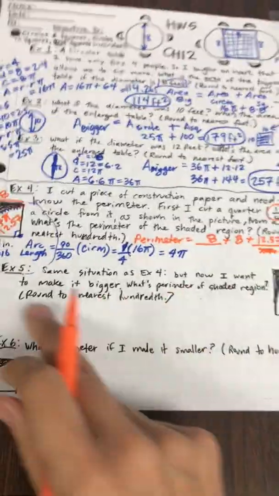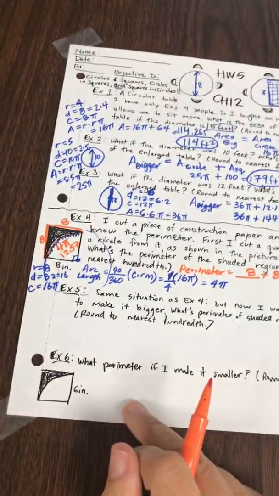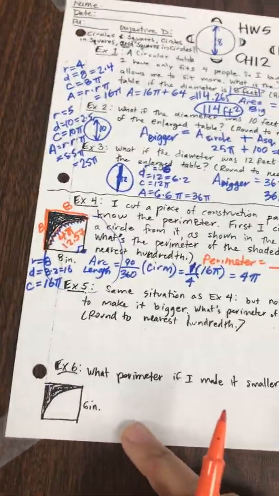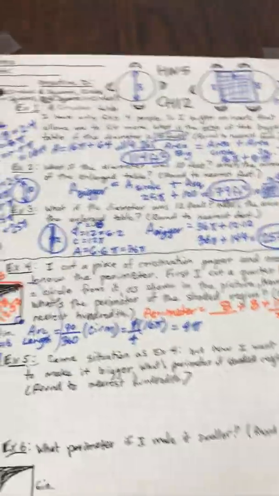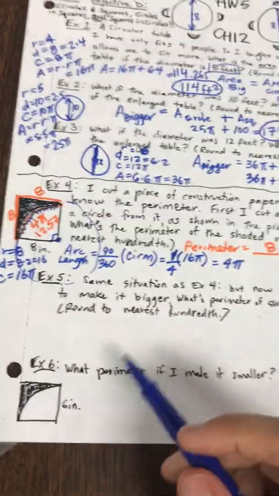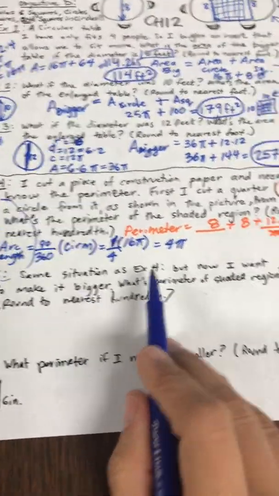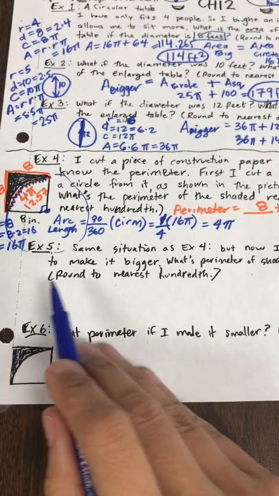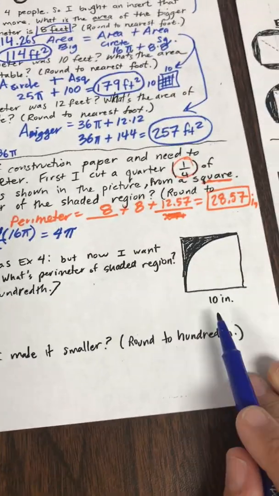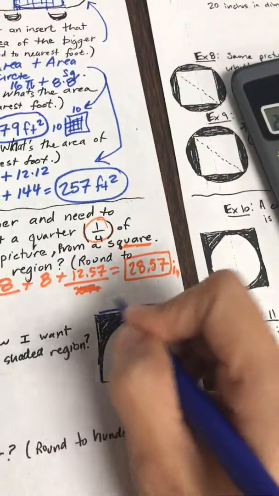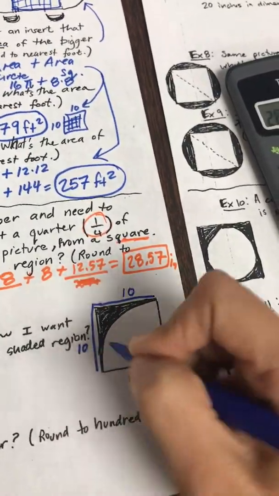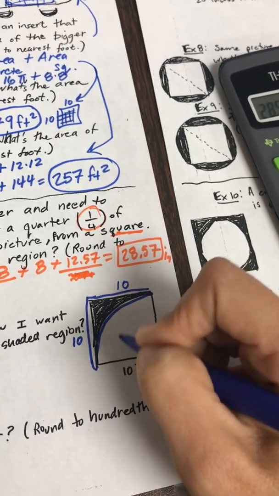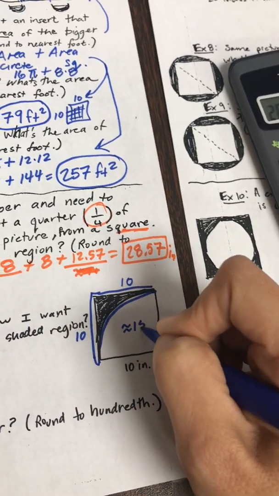Now, if all that makes sense, pause the video and try 5 and 6 on your own. If you're not there yet, let's do 5, and then hopefully you can do 6 on your own. Let's try. Same situation, but now I want to make it bigger. What's the perimeter of the shaded region to the nearest 100? So now instead of 8 inches, they've made it 10 inches. So this would be 10 and 10 and something bigger than 10. So I don't know, maybe 15, I'm not sure, right?